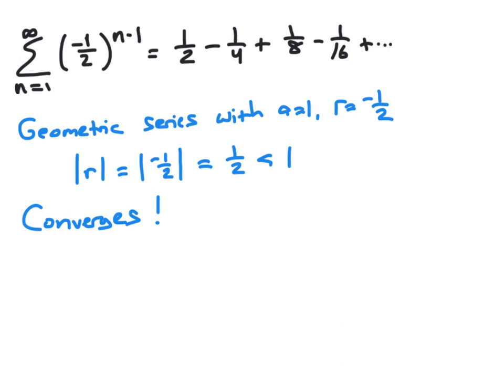Notice, however, we really didn't need to know that this series was an alternating series in order to determine that it converges. We simply needed to know that it was a geometric series and what the ratio of that geometric series was. Once we knew that, this analysis was fairly straightforward.